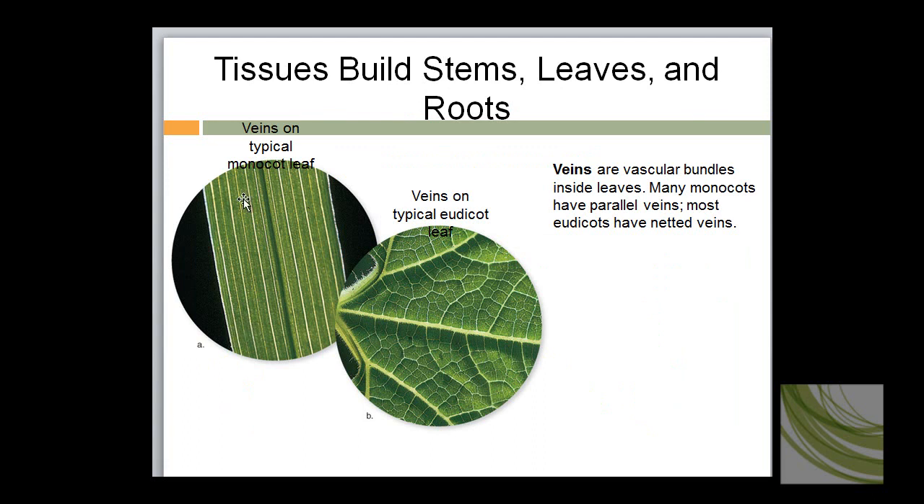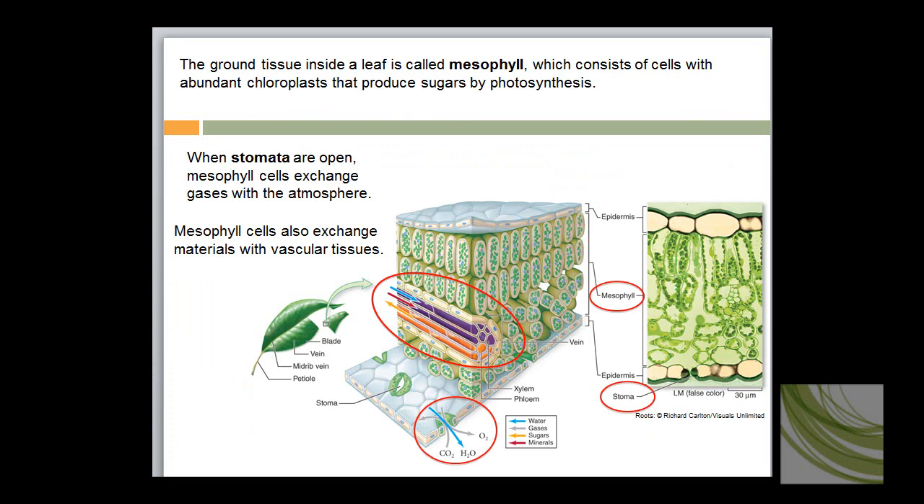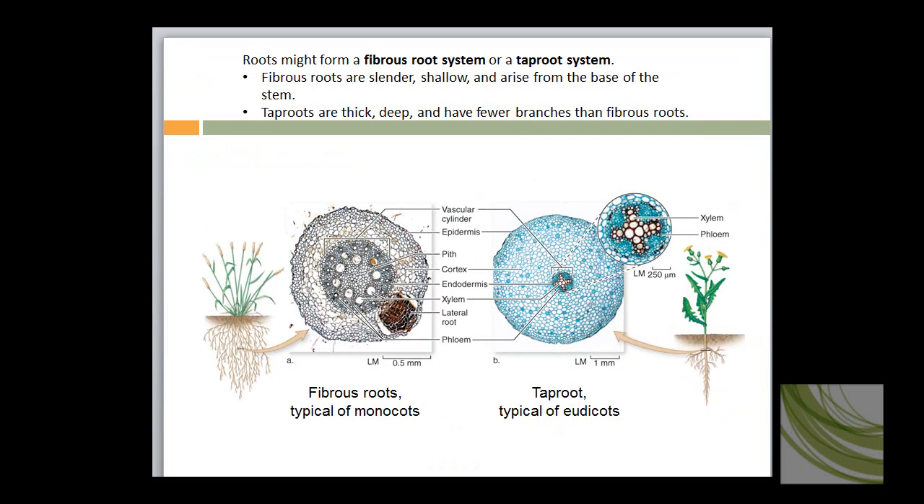Monocot leaves. Here they are. They're parallel. And this would be a dicot leaf. The veins are branching. When stomata are open, mesophyll cells exchange gases with the atmosphere. Mesophyll cells also exchange materials with the vascular tissues. So water and nutrients diffuse out or in depending on what's needed at the time.